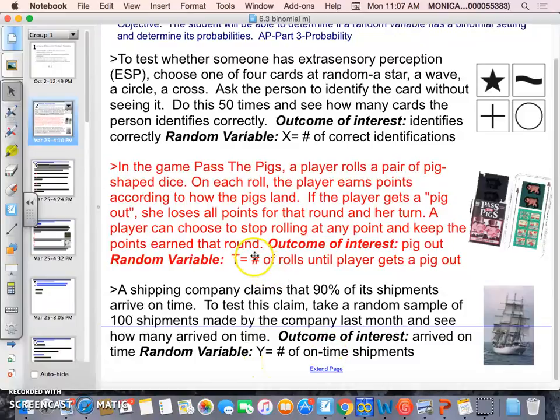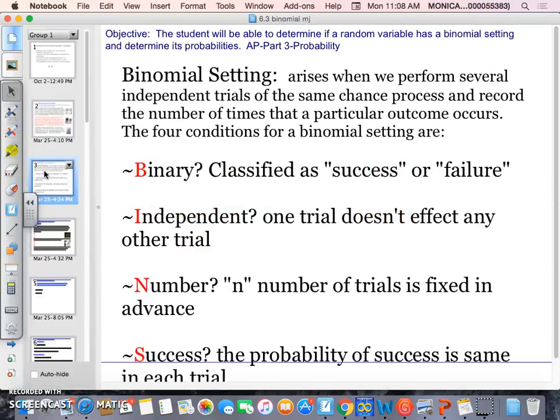Now the one that is not a binomial, and we're going to talk about that now, is the second one, because you need to have an exact number of trials. In this case, it's saying you're going to roll until the player gets a pig out. That's not okay, unless you said you're going to roll 50 times and see how many pig outs you get. So this is the only example that is not binomial. We're going to talk about how this is geometric in the next video.